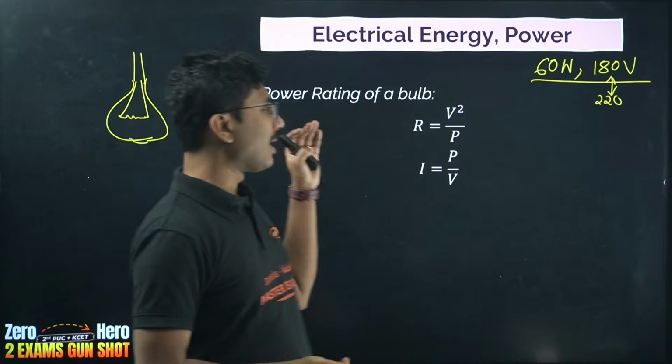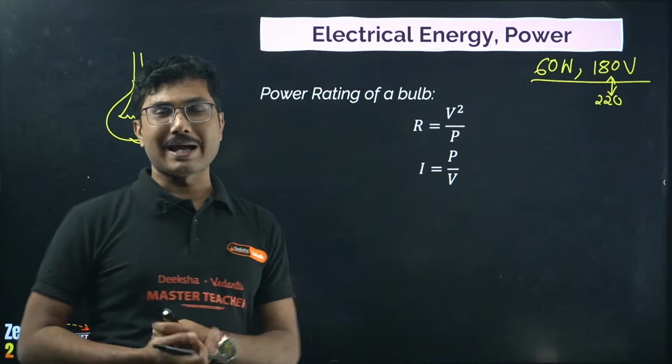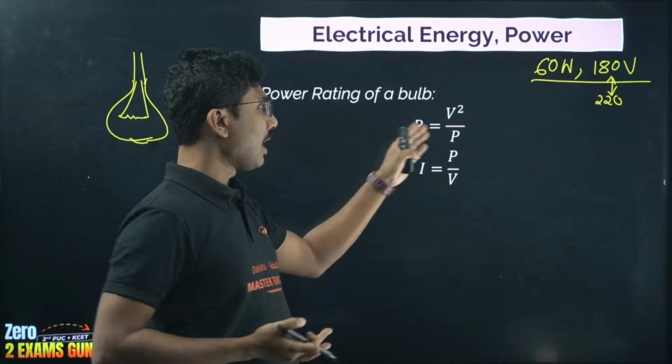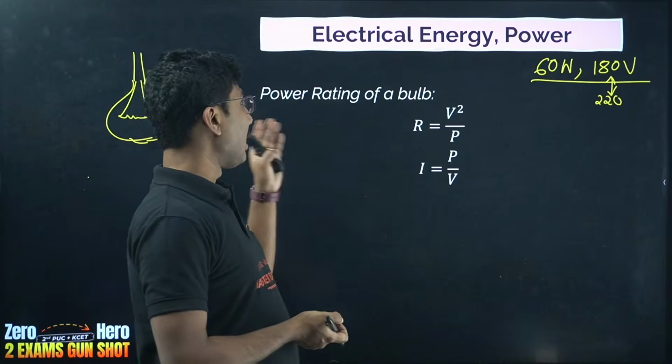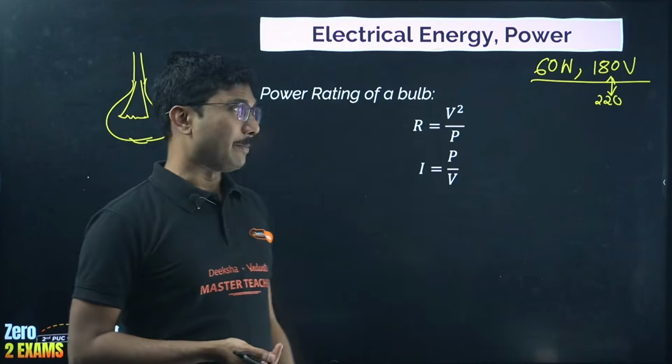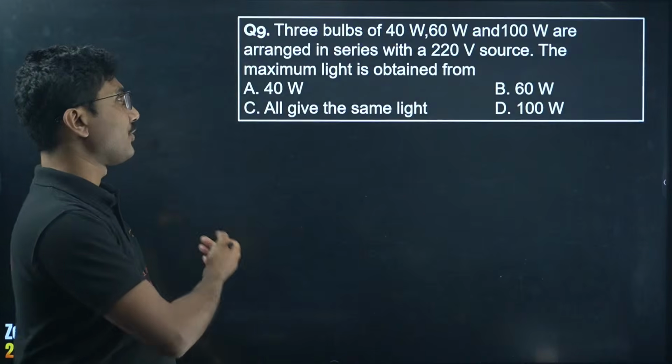So if you want to calculate the maximum current which is allowed in a bulb, you can calculate using I equals P by V. Again, the power rating of the bulb you can calculate using V square by P. Now let's solve one question.